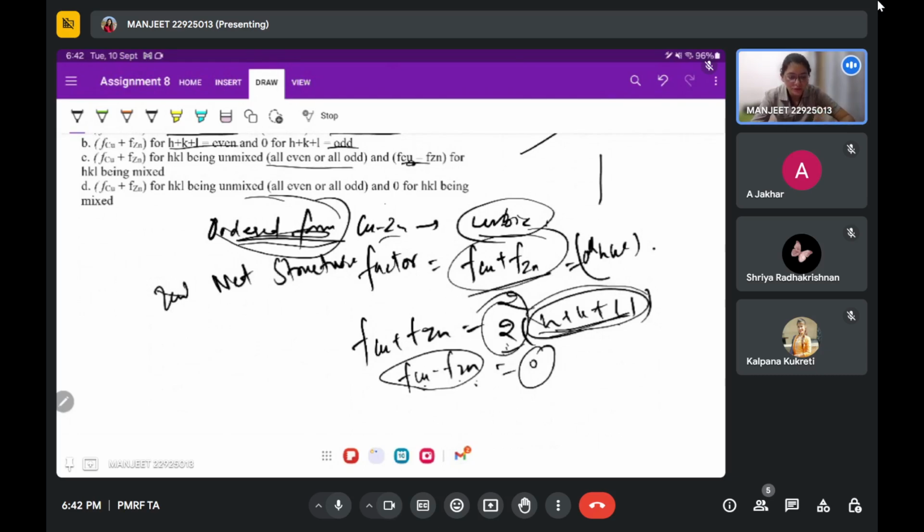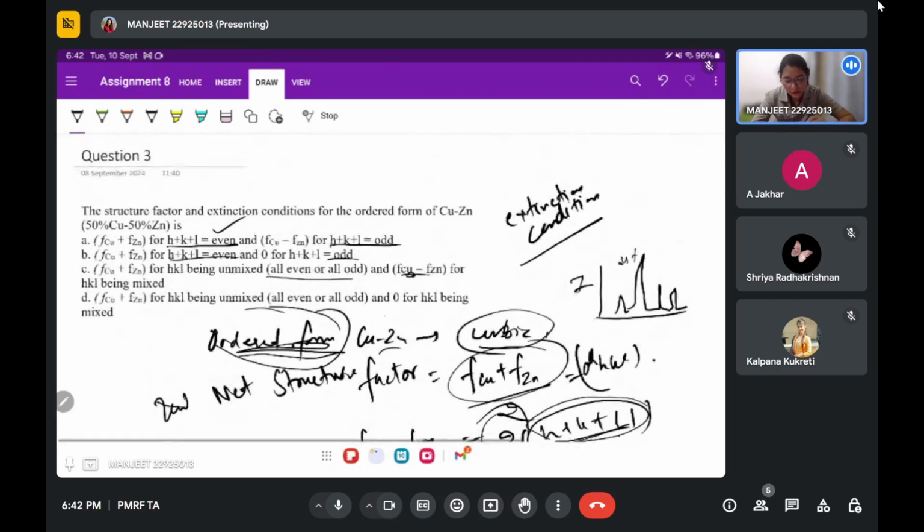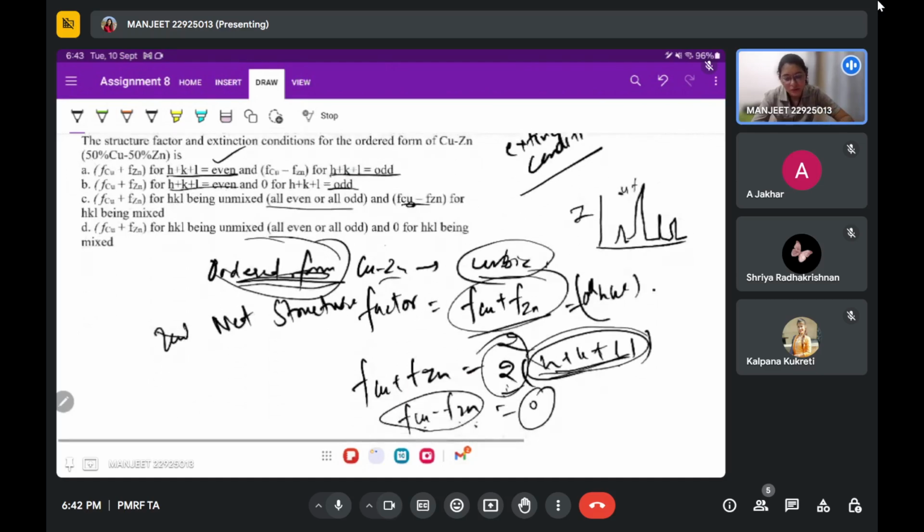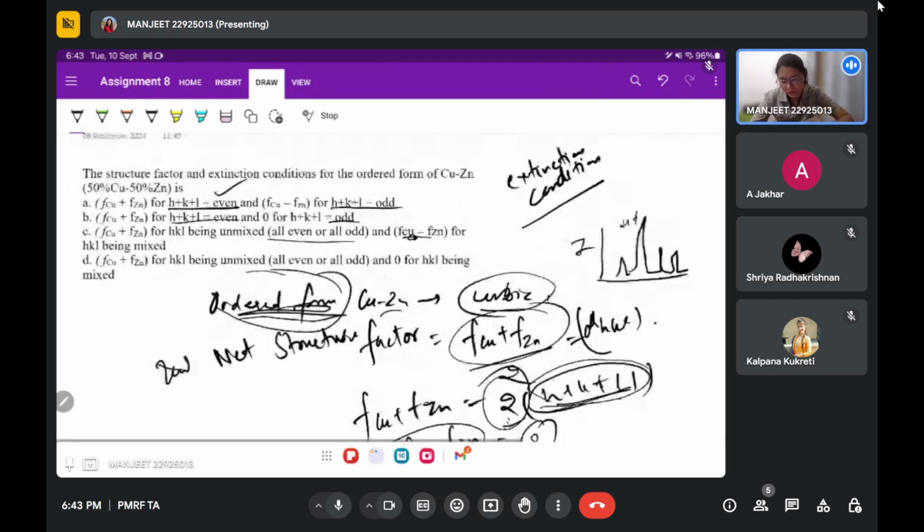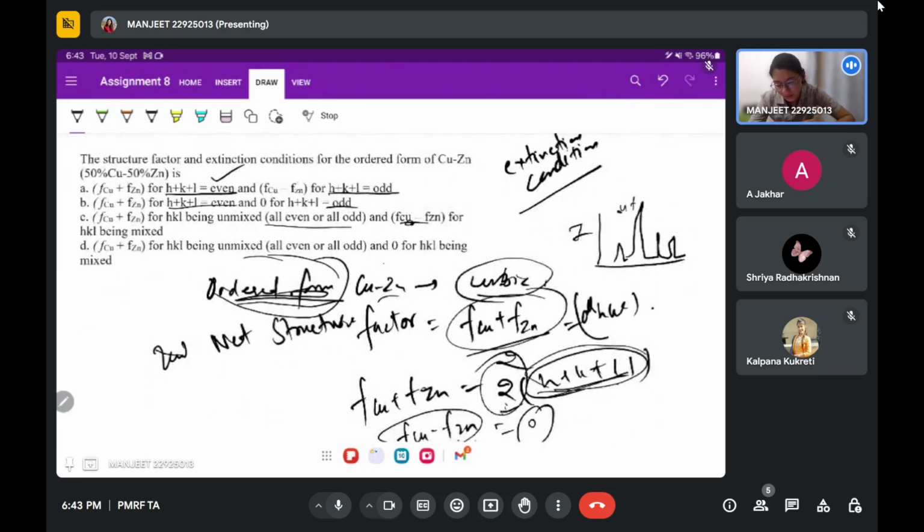If you see in the XRD, it's not about the maxima or the minima; the intensity is also dependent on the atomic factor f. It can have this intensity or it can have this intensity, so the intensity varies but it's not zero. So when h plus k plus l is an odd value, there is a pi phase difference between them, and because of this the intensity will be F_copper minus F_Ge. So A is the correct answer.